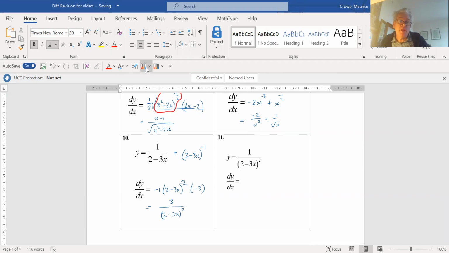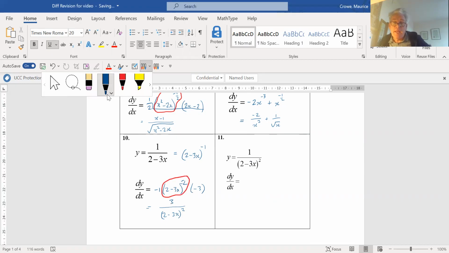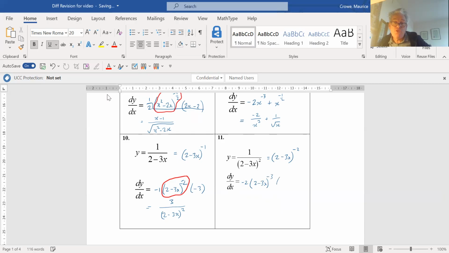Again, just to go through that again, all of that term there will all go back underneath the line and change from a minus 2 to a plus 2. Likewise here, we set this up as 2 minus 3x to the power of minus 2. Now the derivative, minus 2, 2 minus 3x to the power of minus 3, multiplied by minus 3. And again, it's a positive 6 on top, over 2 minus 3x to the power of 3.